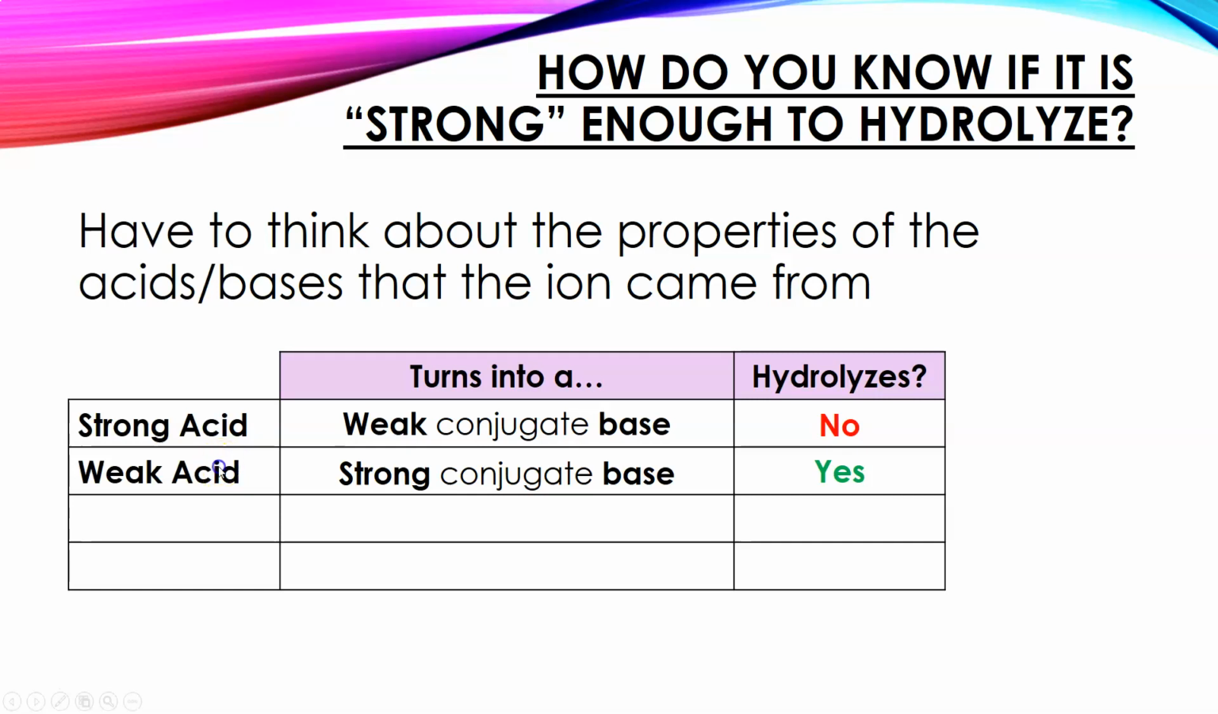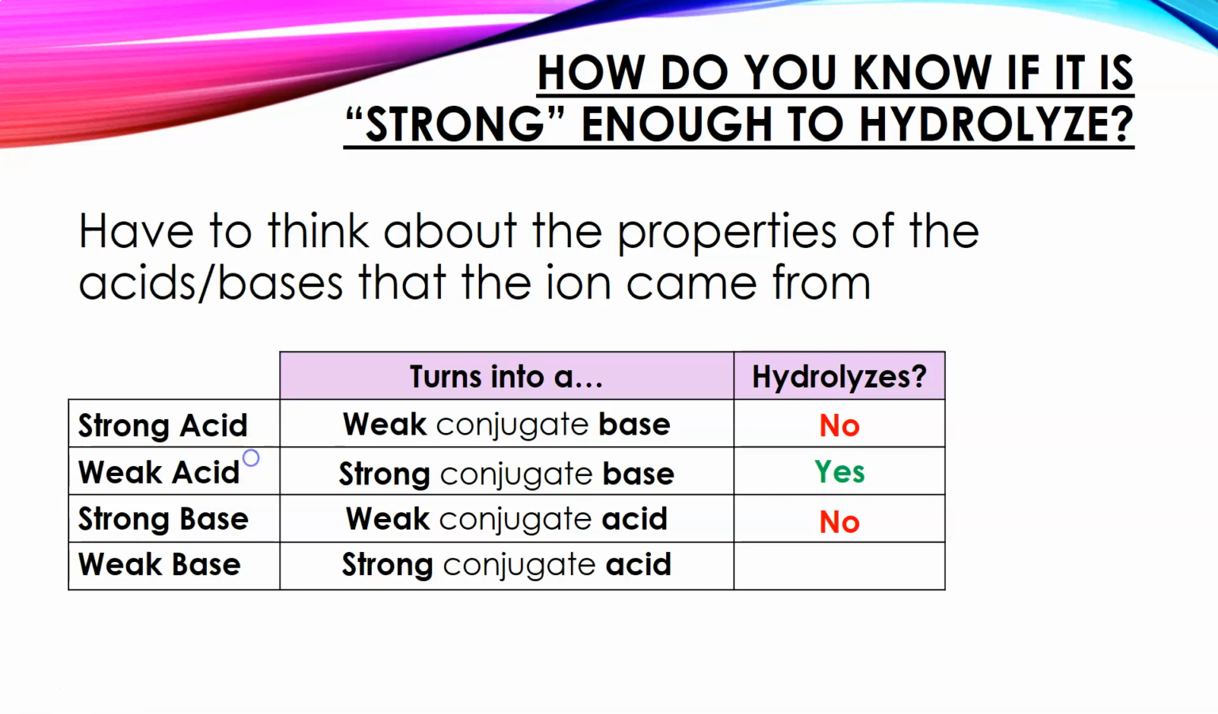A strong base is going to want to dissociate a lot, and so the ions that it turns into will be very weak acids. They're not going to be strong enough to hydrolyze. A weak base is going to have strong acid ions, and that will hydrolyze.